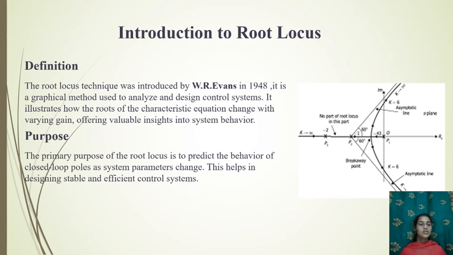Purpose of root locus. The primary purpose of the root locus is to predict the behavior of closed loop poles as the system parameters change. This helps in designing stable and efficient control systems.